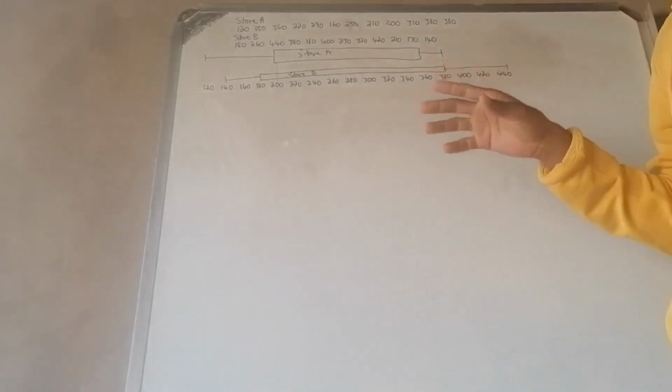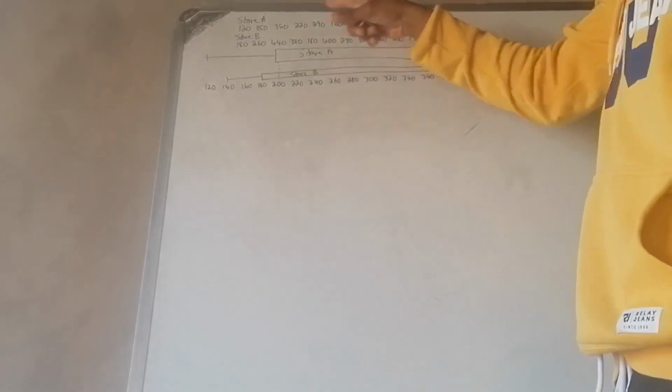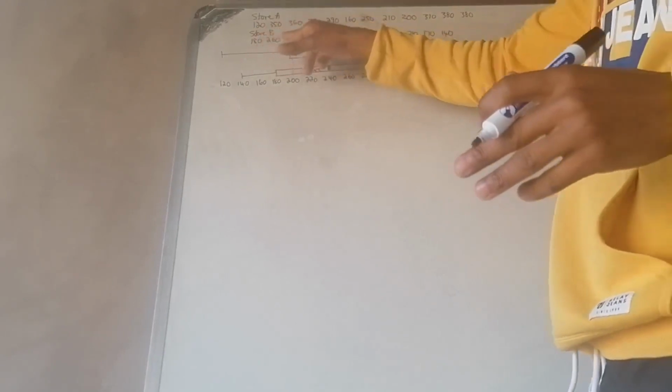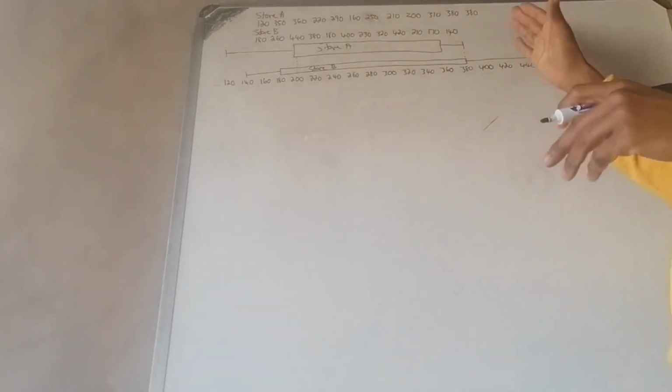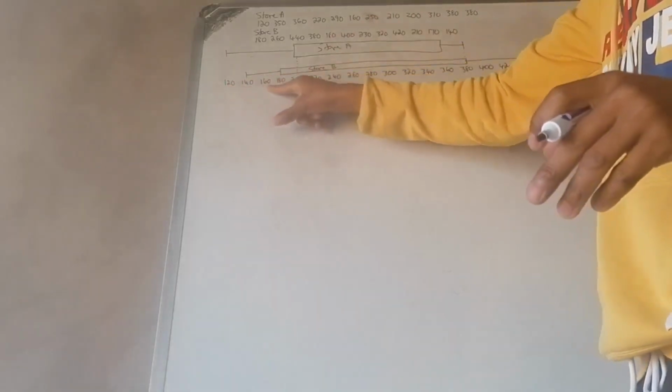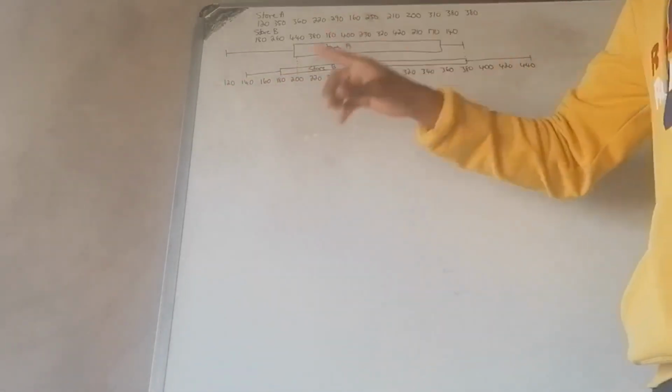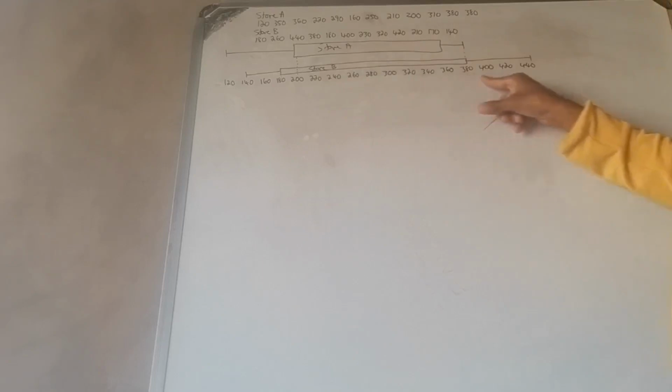As you can see, for store A, everything is not written in order. This is very, very important. You have data that is not written in ascending order. Even for store B, you have this not written in ascending order. But the box and whisker in this line has been written in order of increasing numbers.